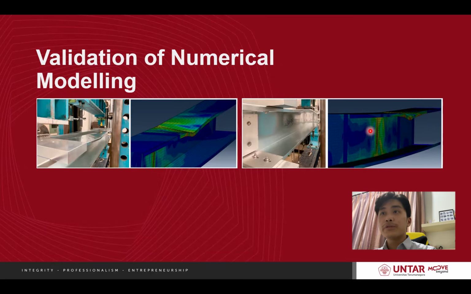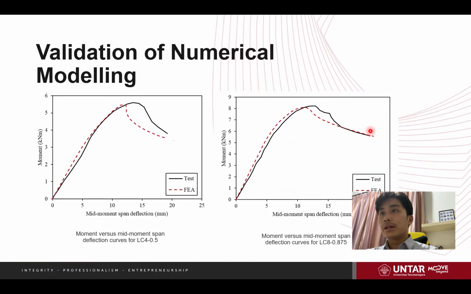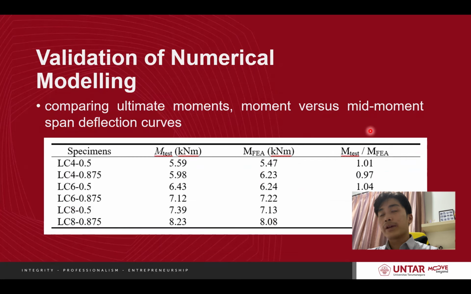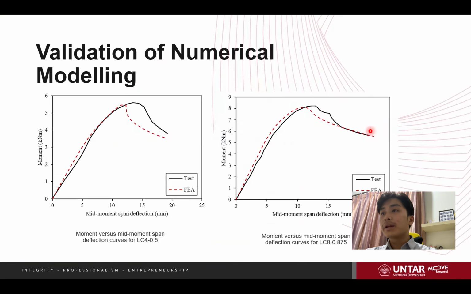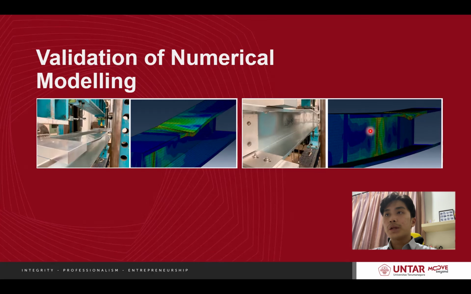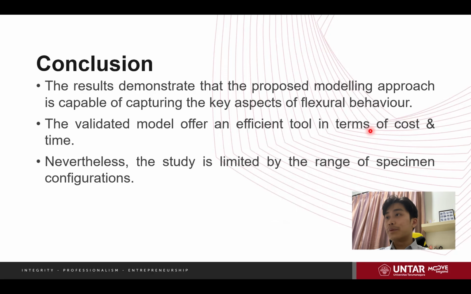So, for conclusion, between the comparison of flexural capacity, the graph of deflection versus moment, and lastly the failure mode, we can summarize several things. The results demonstrate that the proposed modeling approach is capable of capturing the key aspects of flexural behavior. Second, the validated model offers an efficient tool in terms of cost and time. And last, nevertheless, the study is limited by the range of specimens.